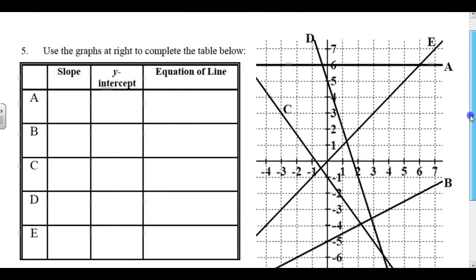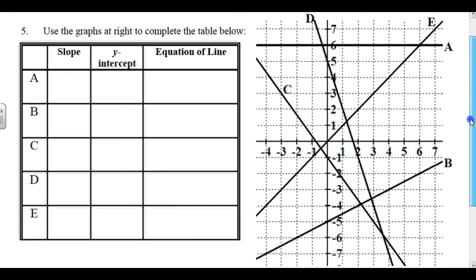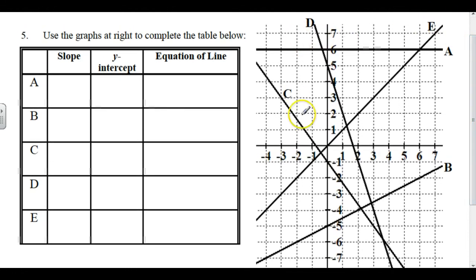Number 5, use the graphs at right to complete the table below. So now we're going the other way. Now you'll notice we didn't draw arrows, but our graphing program isn't good with arrows, and there should be arrows on there. But A has a slope of 0 and a y-intercept of 6. Remember, the equation of the line in slope-intercept form is y equals mx plus b, so this is y equals 6.